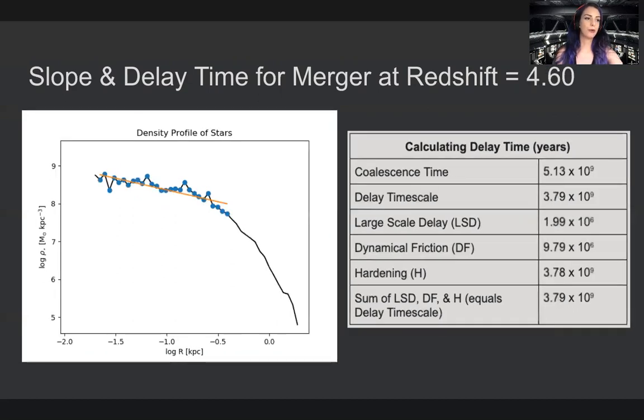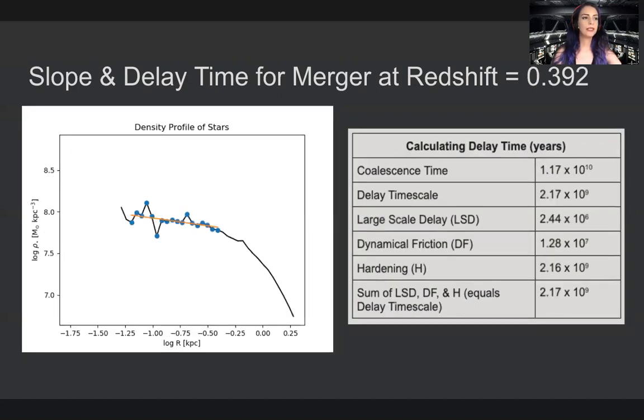Slope and delay time for merger at redshift equals 4.60. Slope is not as steep as the others, but the coalescence time informs us that we will be able to observe this merger. Slope and delay time for merger at redshift equals 0.392. This shows that we will be able to observe this merger because it's not too long ago or that far away. This means this could be a really high signal event.